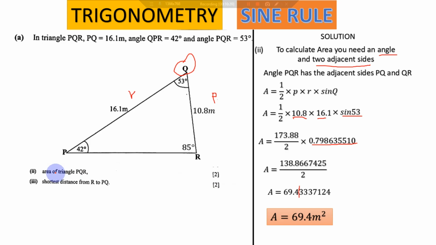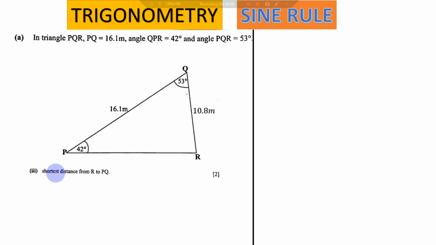We proceed to the last question. Finding the shortest distance R to PQ. So what they want is this distance here, from R to PQ. That's the shortest distance they want. Now, this shortest distance means once this line comes, cutting this line, it will be perpendicular to the line PQ, forming a 90 degree angle. Meaning we are finding the height here.